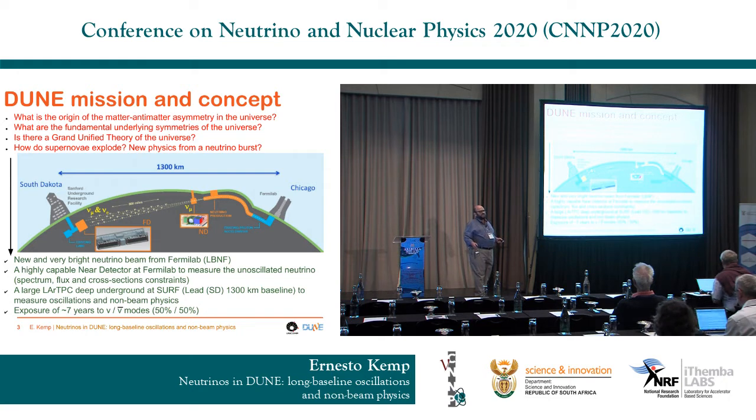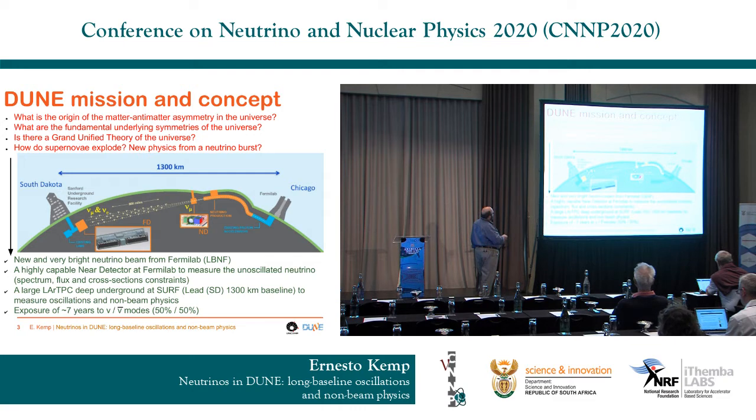Because if it's possible to connect the mass pattern and the mixing patterns in the lepton sector with the quark sector, it can unveil to us hidden symmetries in the standard model. Another question: is there a grand unifying theory of the universe that can be explored through the channel of observing baryon number violation? And also, how does a supernova explode? So it can bring us new light on astrophysics and also information on the neutrino particle itself.